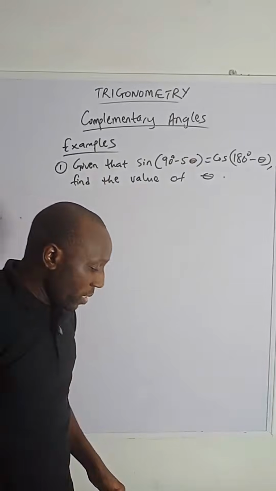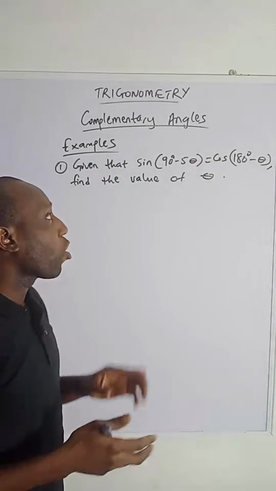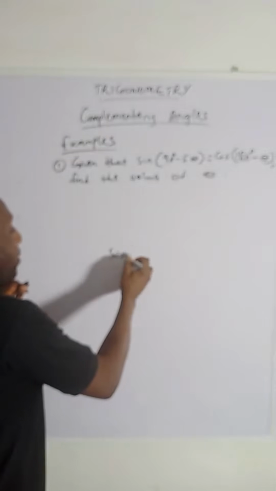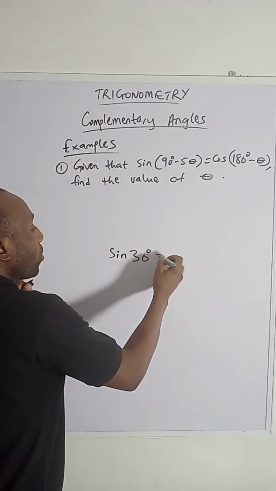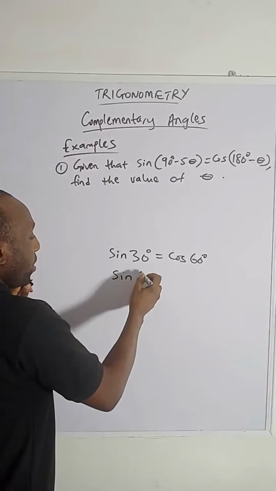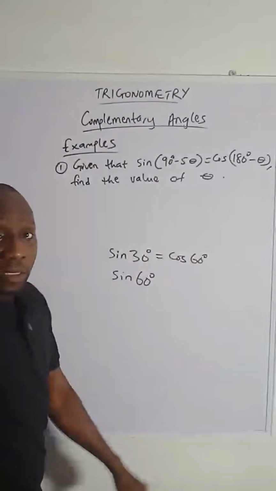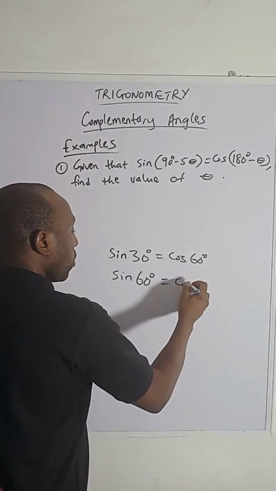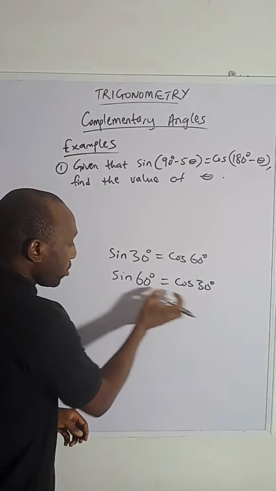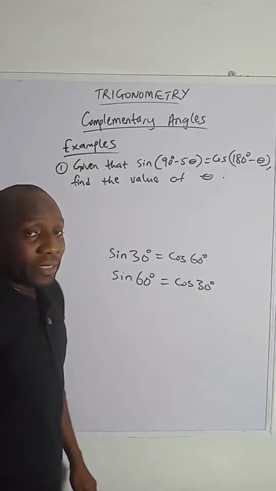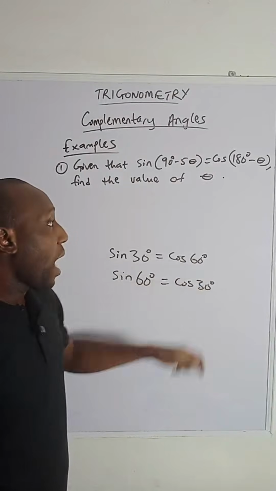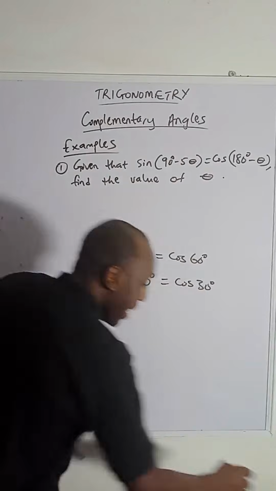How are we going to do this? I don't know if you remember what we said about complementary angles. Do you know that sine 30 degrees is equal to cos 60 degrees? And again, sine 60 degrees is equal to cos 30 degrees. Why? Using complementary angles. When you add 30 to 60, you get 90 degrees.